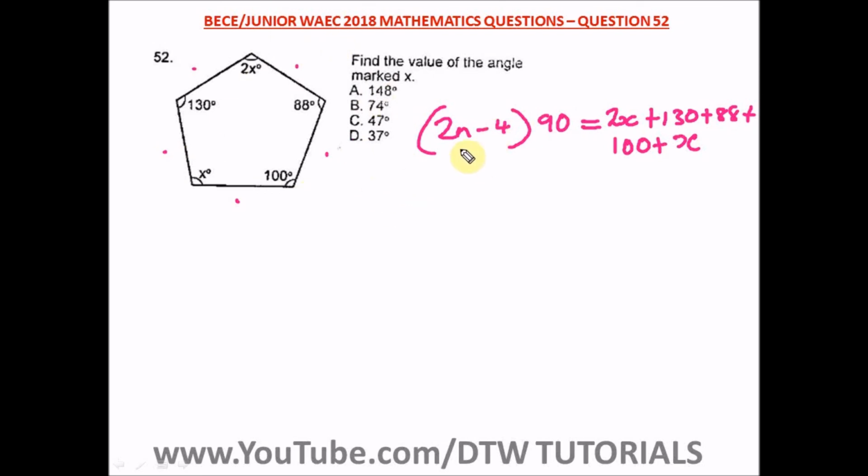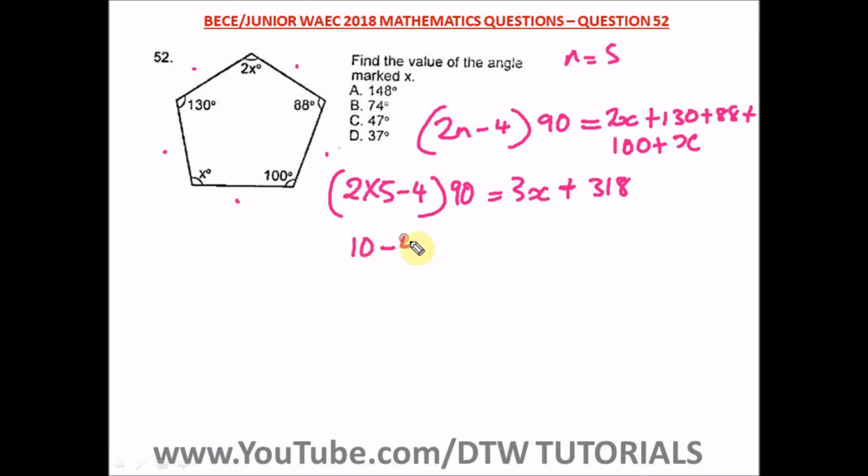Okay, so here, let's put in our value of n equal to 5. So we have 2 times (5 minus 4) times 90 equal to, so 2x plus x will give us 3x. That's collecting like terms. So x plus x will give us 3x. Then the remaining numbers, 130 plus 88 plus 100 will give us 318. If you add up all these numbers, you are going to get 318. Okay, so here, 2 times 5 is 10 minus 4, close the bracket, and we have 90. Okay, and we drop down these same values.